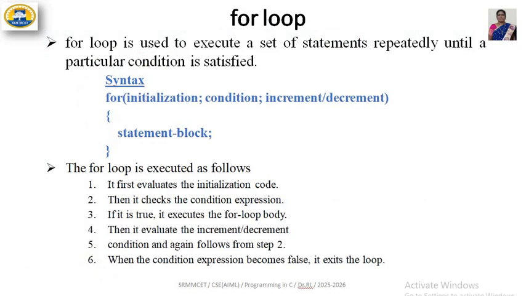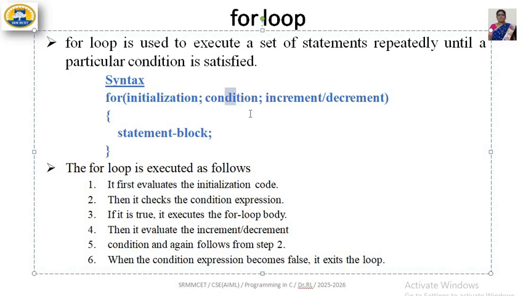Another looping statement in C programming is the for loop. The for loop is used to execute a set of statements repeatedly until a particular condition is satisfied. The syntax of the for loop has the initialization, the condition, and the increment or decrement statement. Then the curly braces, and within the curly braces, the statements are placed.